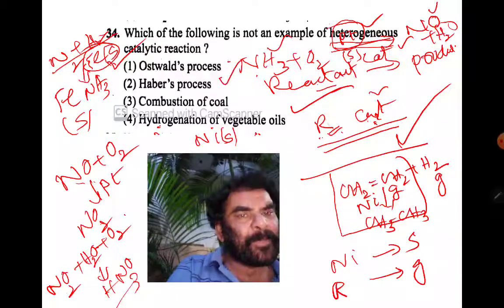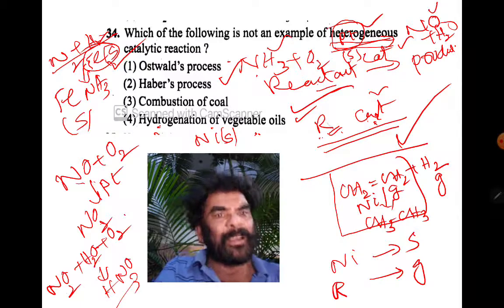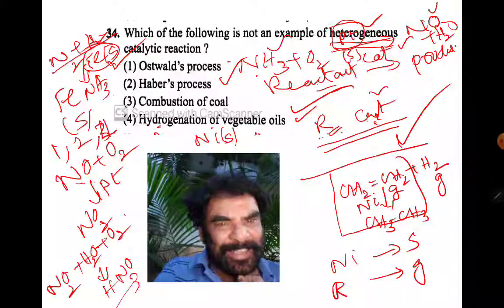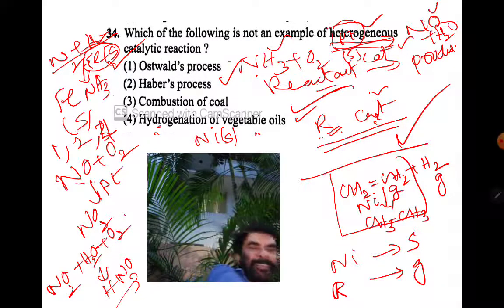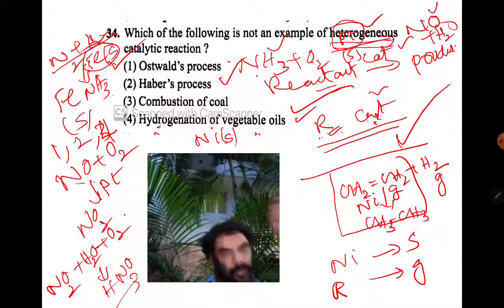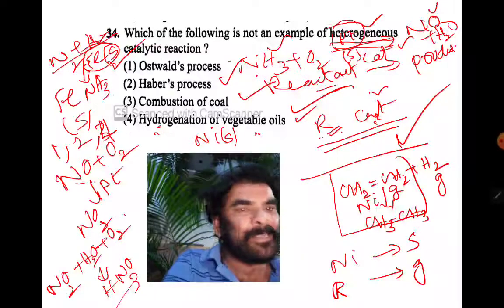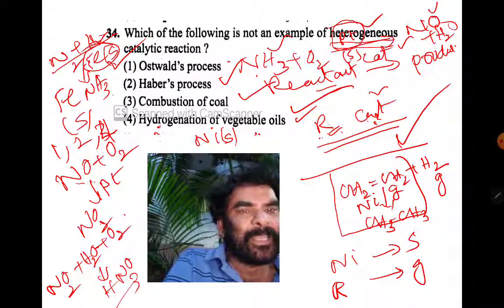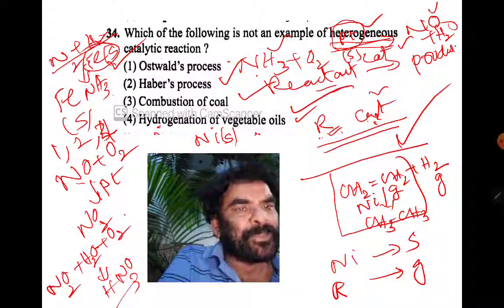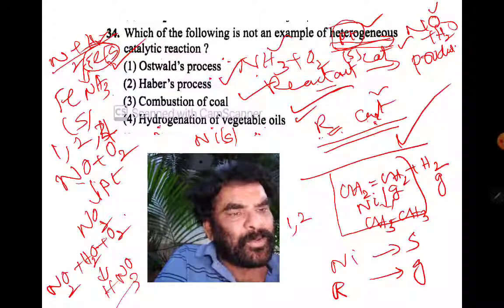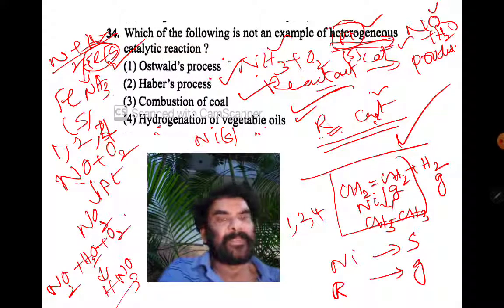Ostwald process, Haber process, hydrogenation. 3R, that is 1, 2, 3. Yeah, 1, 2, 3, not 3, 4. For combustion of the coal, nothing is required. Homogeneous, sometimes we use nitric oxide, nitrogen oxides as catalyst for this process. So leave that part. And so that is 3. These 3 are the correct options. 1, 2, 4 are the correct options, right?